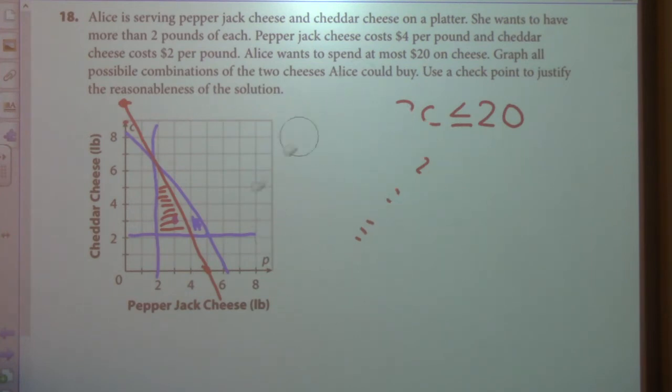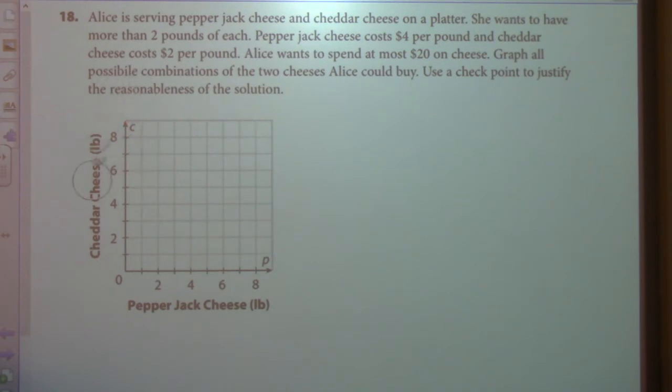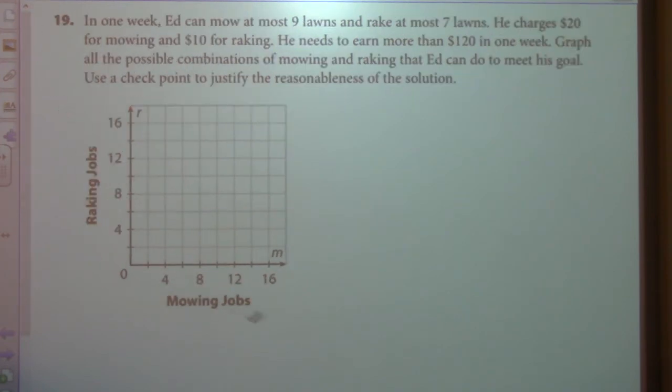So go do 19. 19 is quite similar to 17 and 18. The lawn mowing problem.